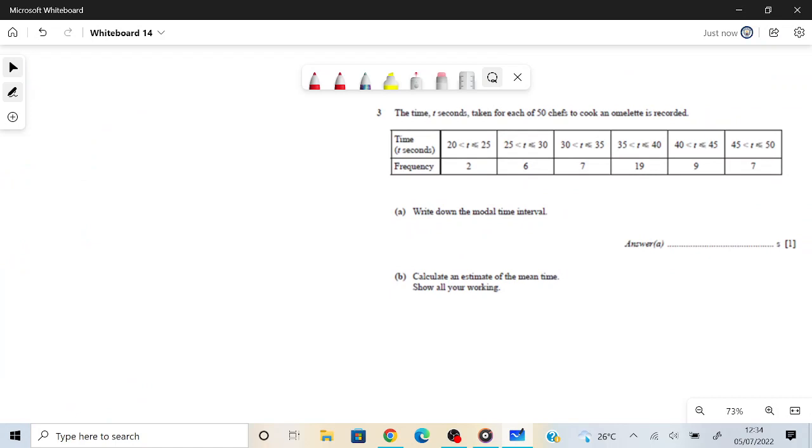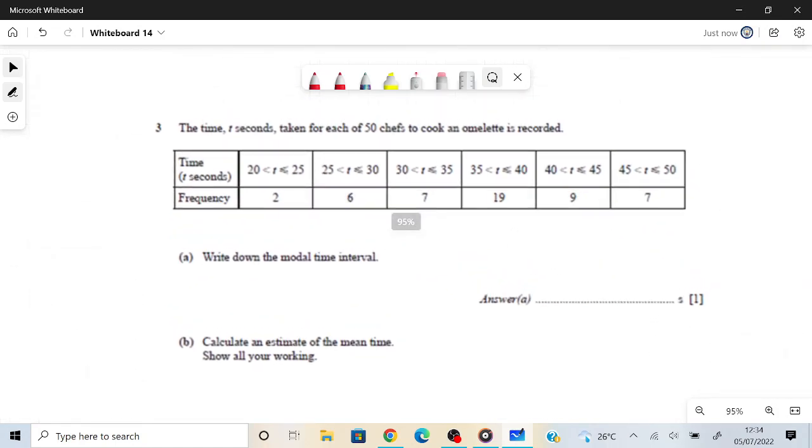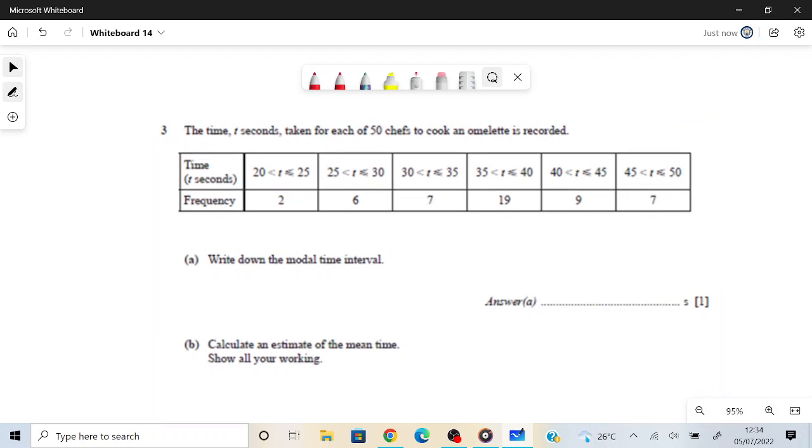On to the next example. Okay, let's zoom in a bit. Right, it says the time, T seconds, taken for each of 50 chefs to cook an omelette is recorded. Okay, good to know. The time, again, we have some ranges: 20 to 25, 25 to 30, 30 to 35, 35 to 40, 40 to 45, and 45 to 50. And then you have the corresponding frequency.